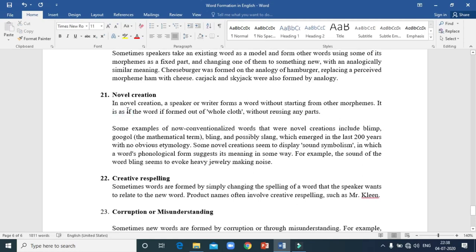And let's look at novel creation. Novel creation is more or less like invention itself. So a speaker or a writer forms a new word without starting from other morphemes. Here a whole new word is discovered or invented by a speaker or writer according to his convenience. For example, a word called blimp. Earlier we talked about inventions; those words were invented for a purpose, but these words were invented without any purpose or without any relation to anything. Again, Google is another word. This is the original spelling of Google.